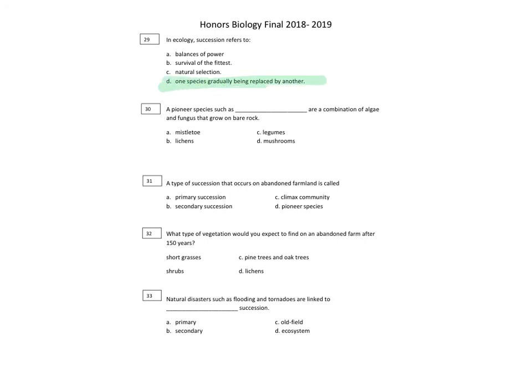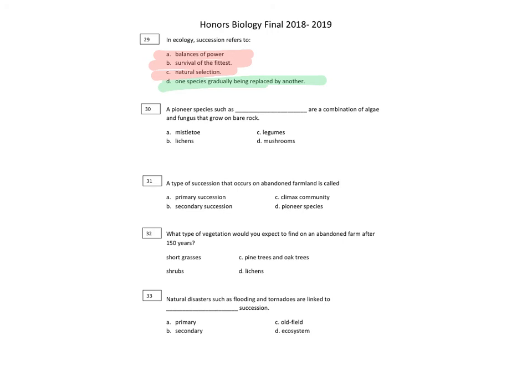You can explain why it's not natural selection, survival of the fittest, or balances of power. That would just be by definition. You don't have to go through and explain what balances of power is or anything like that. That's just straightforwardly one definition. By definition, succession is one species gradually replacing another, being replaced by another.